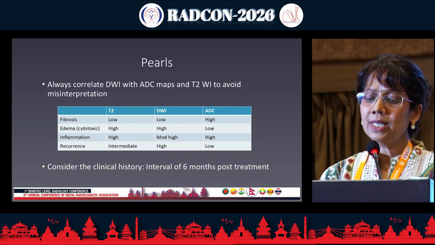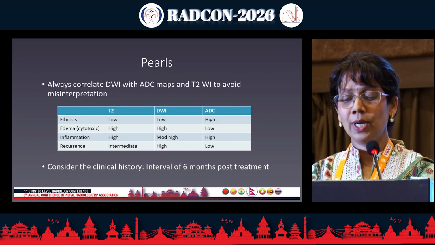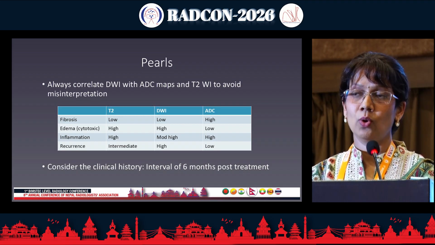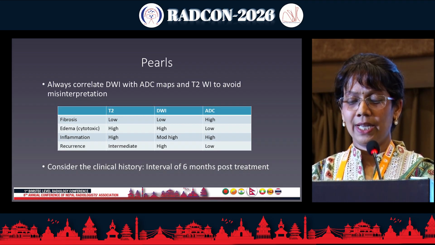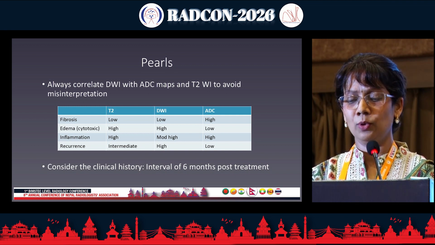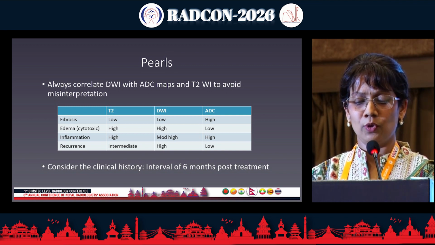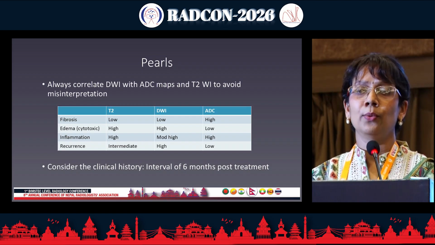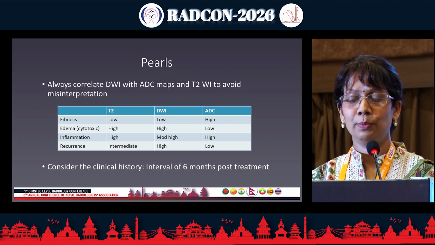So the pearl here is that we must correlate a DWI sequence with the ADC maps and T2-weighted sequences to avoid misinterpretation. And I've tried to tabulate it here to show the difference on T2, DWI, and ADC between fibrosis, edema, inflammation, and recurrence. And we also must be aware of the clinical history of the patient.